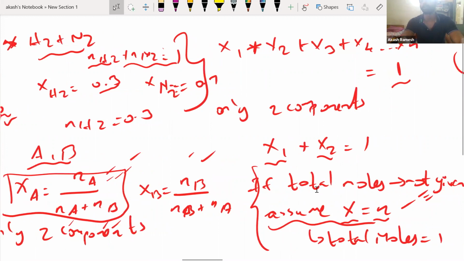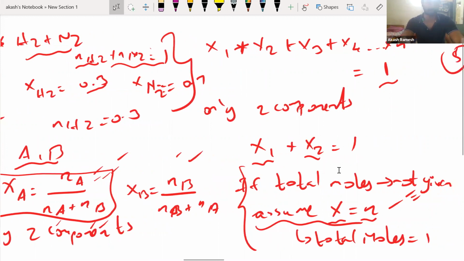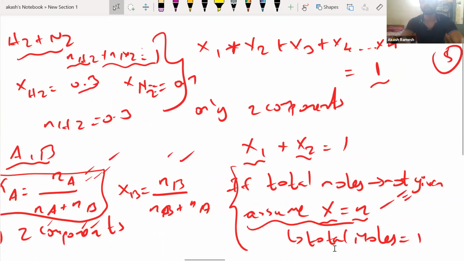And I told you if the total number of moles is not given, you can assume the total number of moles to be 1. If you assume the total is 1 mole, you can easily take the number of moles as the mole fraction itself. Again, this comes from the definition. This is what we saw.